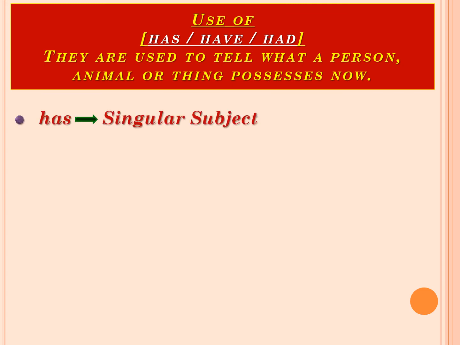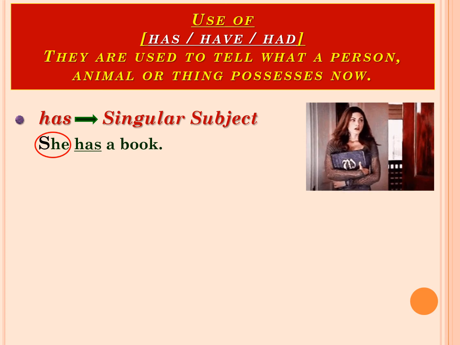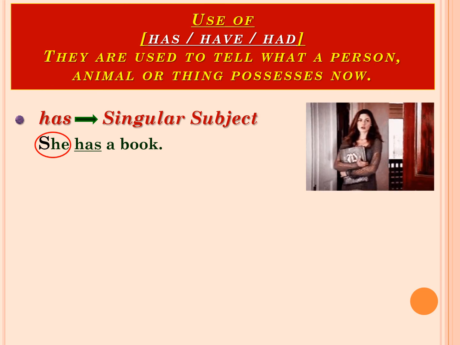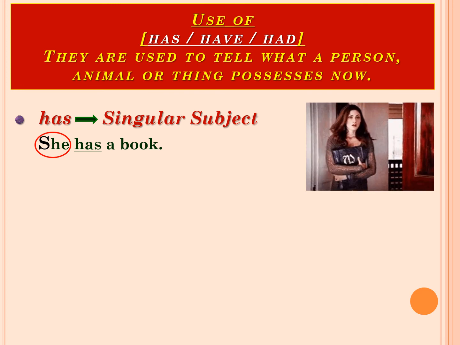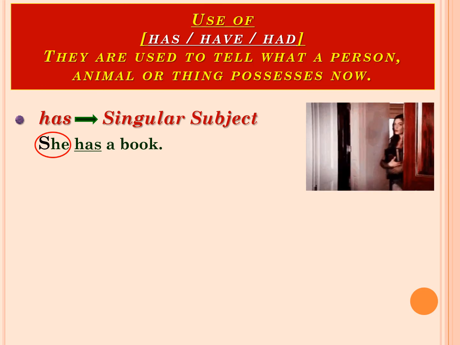Has. Has is used with singular subjects. Let us take an example. She has a book. In this sentence, the subject is she, and she means one person, that is singular. And here in this sentence, we want to tell what she possesses. She possesses a book. So we are going to use has as a verb over here to show what the singular subject she possesses. So she has a book, and has here is a verb.